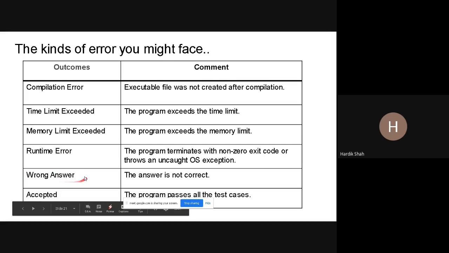Now, wrong answers. This means that your code is running well, but the answer that you have given is completely wrong. So you will have to check your logic for that. And this is not exactly an error, it is the accepted verdict. And this one literally brings stars to our eyes. It is when the program passes all the test cases that have been provided.